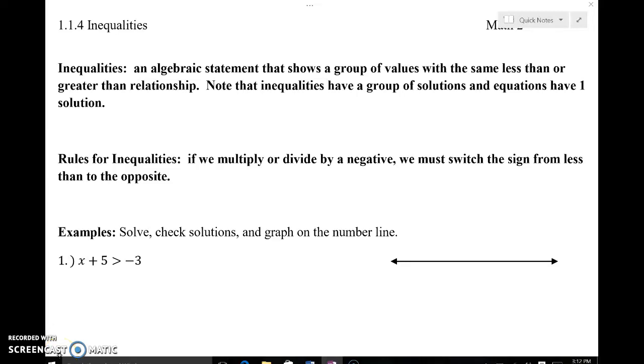Okay, here is a lesson on 1.1.4 inequalities. If you want to pause the computer screen really quickly, you could get down the definitions for inequalities and rules for inequalities. I'm just going to go through these really quickly.